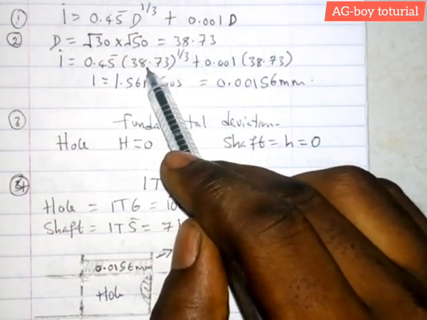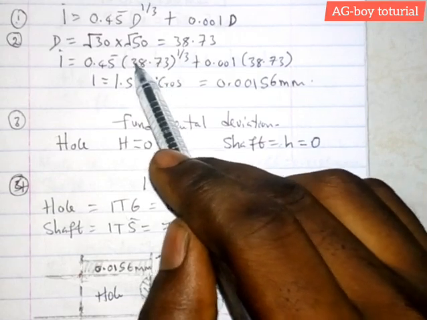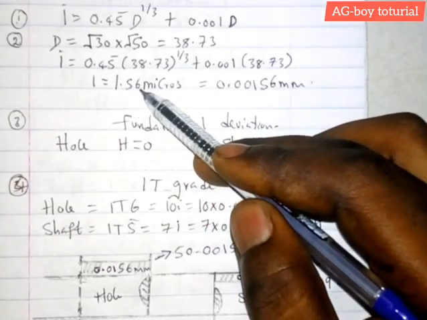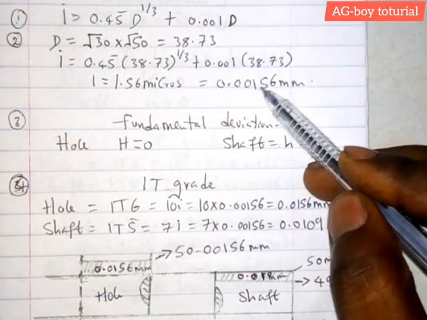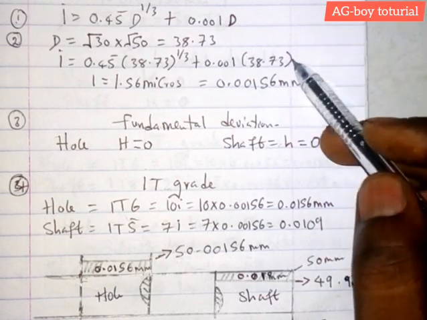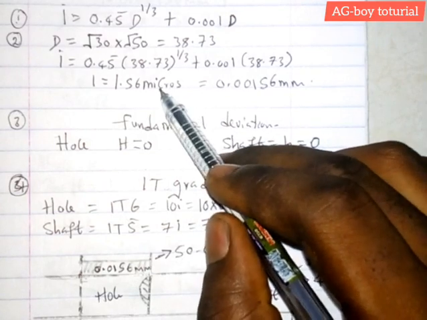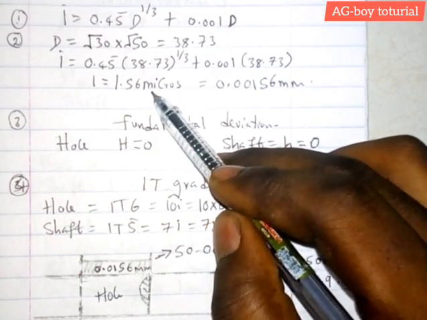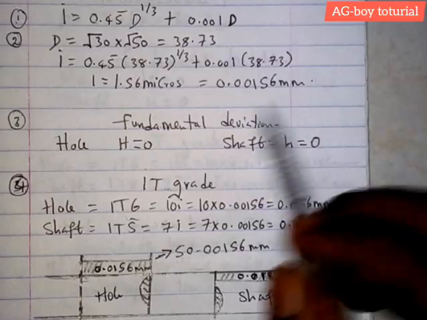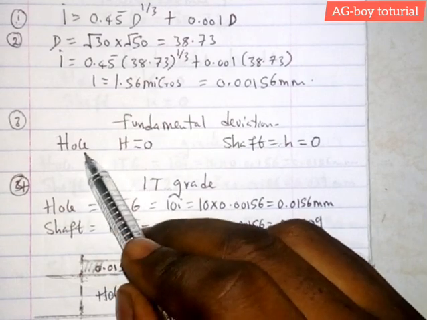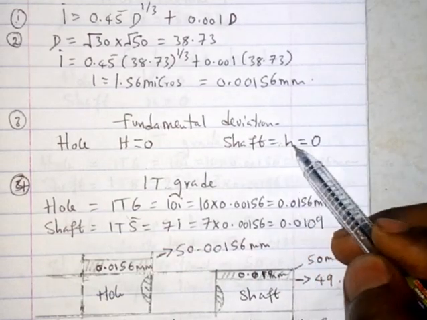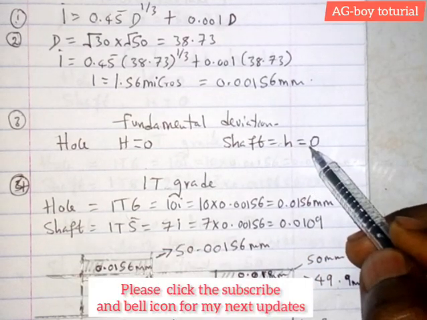Then using the formula, when we insert it into this formula here, we are going to have 1.56 microns or 0.00156 millimeters. So if your basic size dimension is given in microns, then you can work with this. If your basic size dimension is given in millimeters, then you can work with this one. Our fundamental deviation for our hole, H is 0, and our shaft, h is also 0.